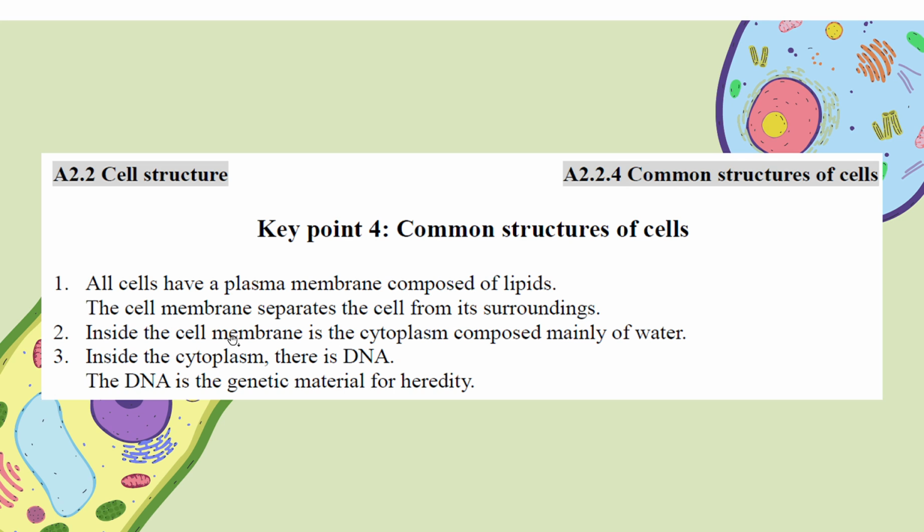Inside the cell membrane there is the cytoplasm. It is mainly water, and the cytoplasm is the space, the fluid inside, the cytosol. Inside the cytoplasm there is DNA. Every cell has DNA. There are different ways to store the DNA, and the DNA is the genetic material for heredity.